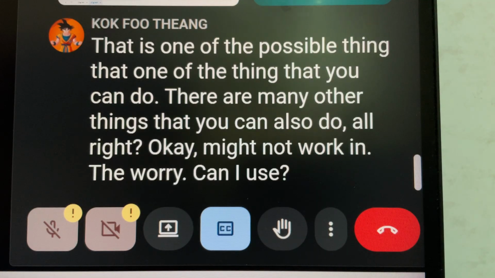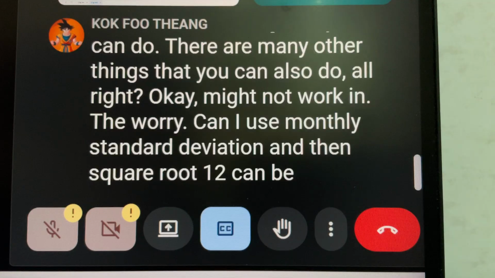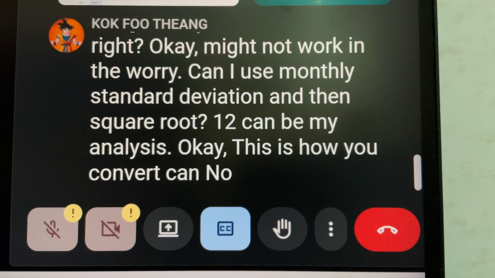Can I use monthly standard deviation and then multiply by square root of 12 to get my annual? Can. This is how you convert. No problem.